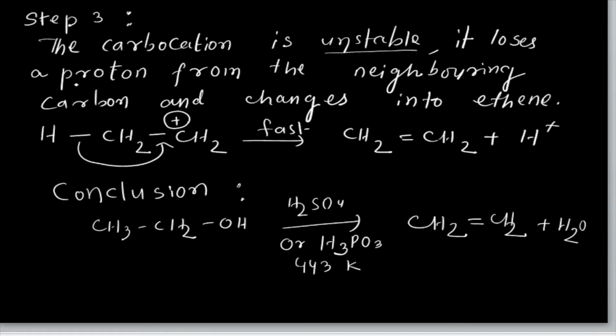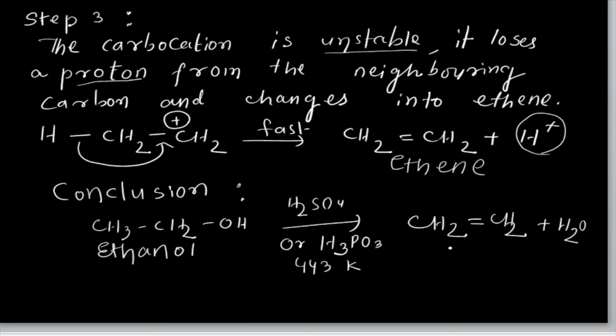It loses a proton, meaning H+, from the neighboring carbon and changes into ethene. See, here it will come to this side and the H+ proton is removed, and the product is CH2=CH2, that is ethene. Are you clear? That means ethyl alcohol finally produces ethene. Then what is the conclusion? That is the reaction. Ethyl alcohol, you can say ethanol. Ethanol is the IUPAC name, and here this is the ethene.